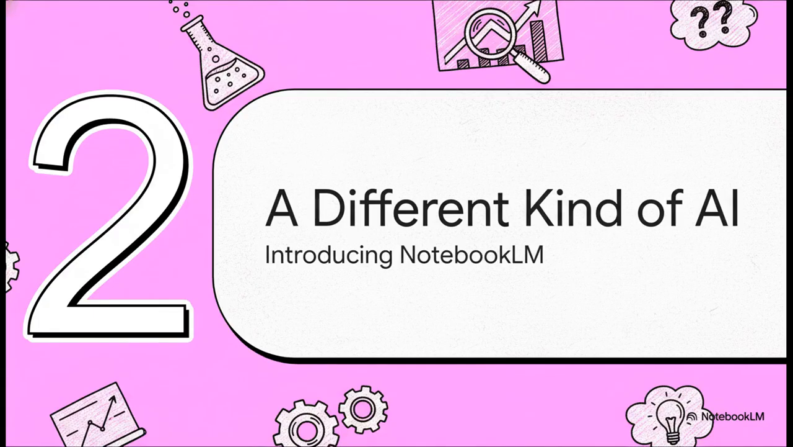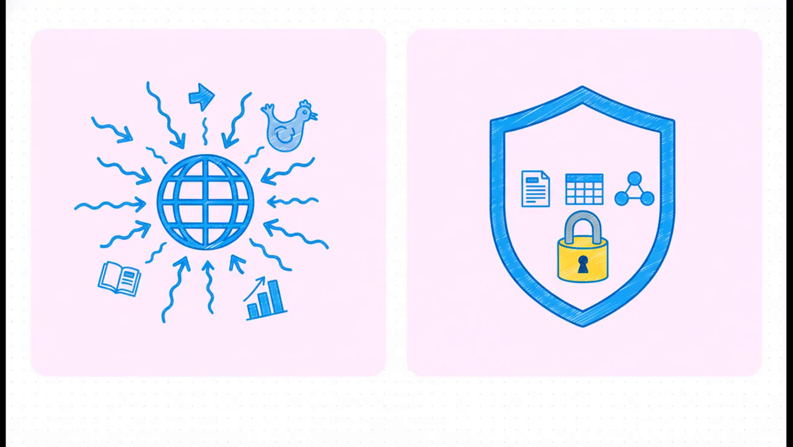So if the problem with most AI is that it's just too big, too broad, then what's the answer? Well, that brings us to section 2 and a look at a different kind of AI. This one isn't designed to find just any answer, but to help you reason with specific information. So let's meet NotebookLM. And this slide, this really gets to the core of what makes it so different.